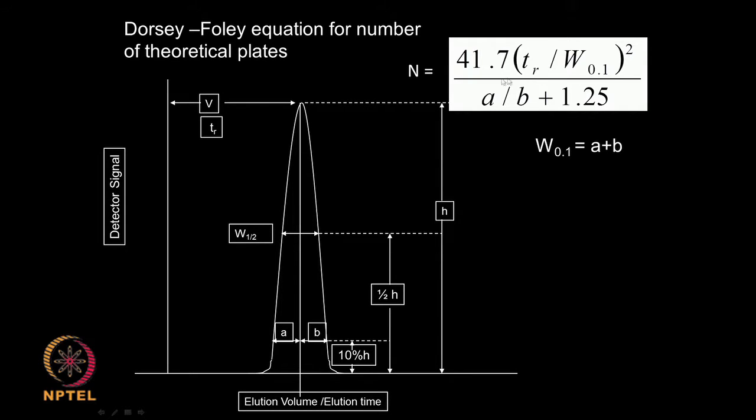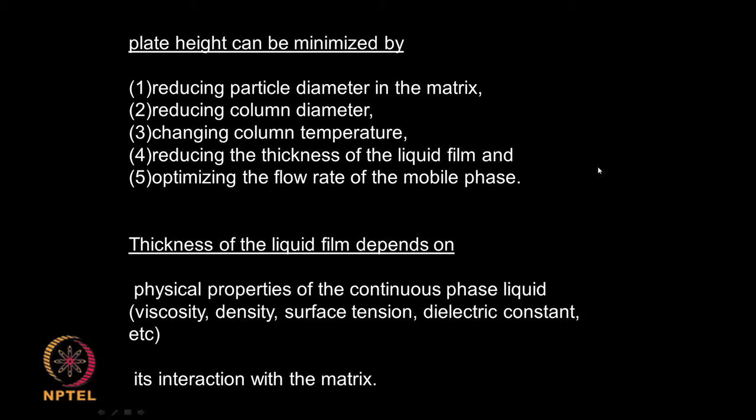So, if you have that, then we can get an equation for the number of theoretical plates: 41.7 TR divided by W 0.1. Okay. It is not W half or W base, it is 0.1. That means the width at 10% of the height, okay, divided by A by B plus 1.25. Okay. So, there are different ways by which one can calculate the number of theoretical plates using width at the base or width at the 10% of the height or width at half the height and so on.